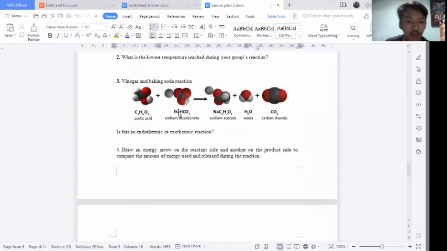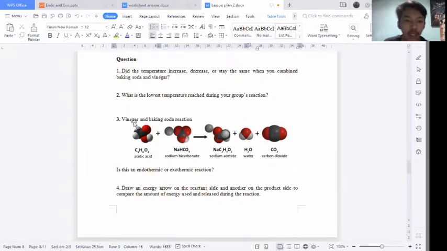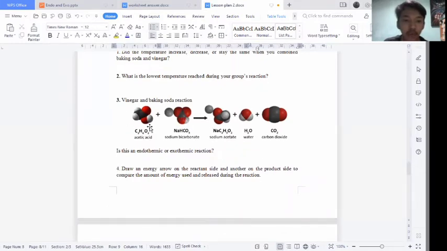I have five questions. The first is: did the temperature increase, decrease, or stay the same when you combine baking soda and vinegar? The second one is: what is the lowest temperature reached during your group reaction? And this is the vinegar and baking soda reaction. Is this an endothermic reaction or an exothermic reaction?